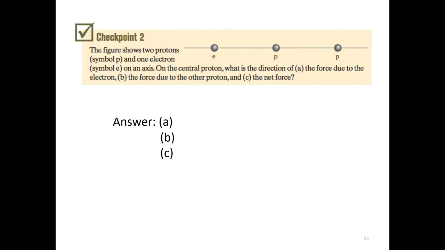Okay, so this is a very quick checkpoint. Now we have three charges. We have two protons, these two P are protons, so you know that it has a positive charge, and one electron here on the same axis. So on the central proton, what is the direction of the force due to the electron?